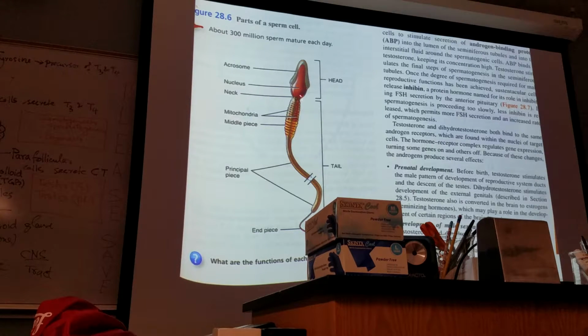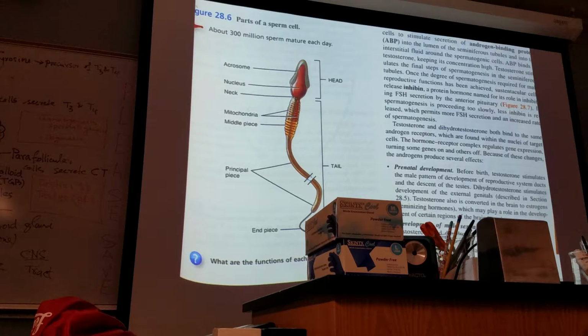The tail, the first part of the tail, is called the middle piece or mid piece, containing many mitochondria. Why? To produce ATP molecules. Why? For the energy needed for movement. Movement is an active process. It will spend energy through flagellar movement by moving the flagellum or the tail. So here, the middle piece, the principal piece, and the end piece.